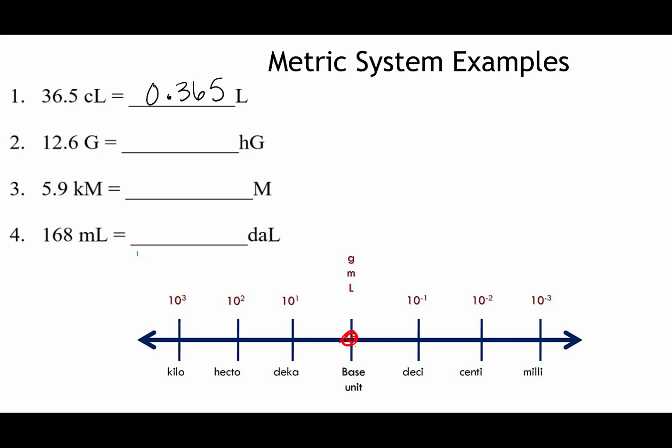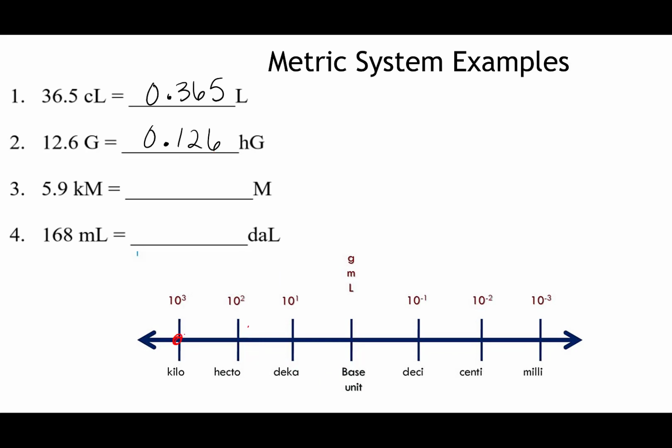So we are starting right here at the base unit, and our goal is to get to hecto. I'm going to go through the same thing. In order to get to hecto, I'm moving towards the left, 1 space to deca, 2 spaces to hecto. So this is another example of where I'm moving it 2 places to the left. So you have 12.6 grams, and you're going to take the decimal and move that decimal 2 places to the left to get 0.126.